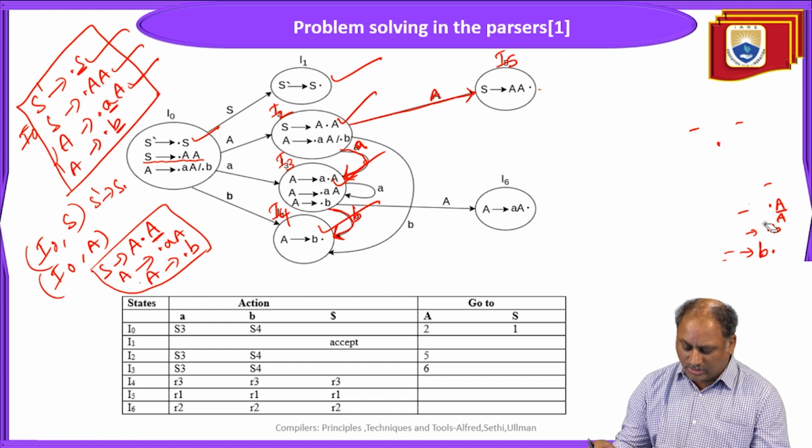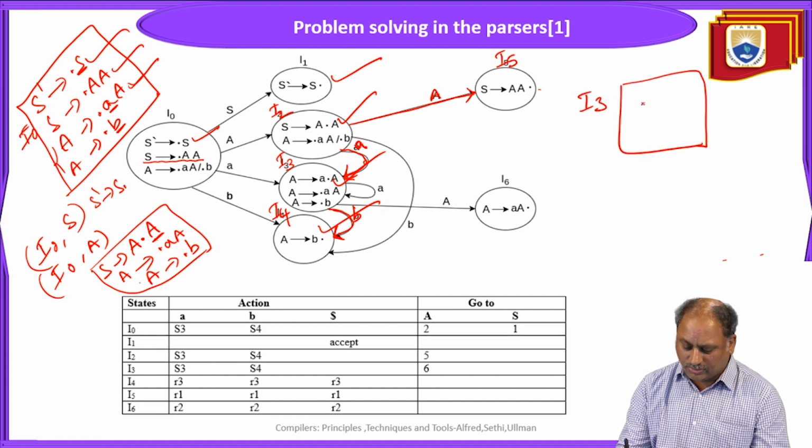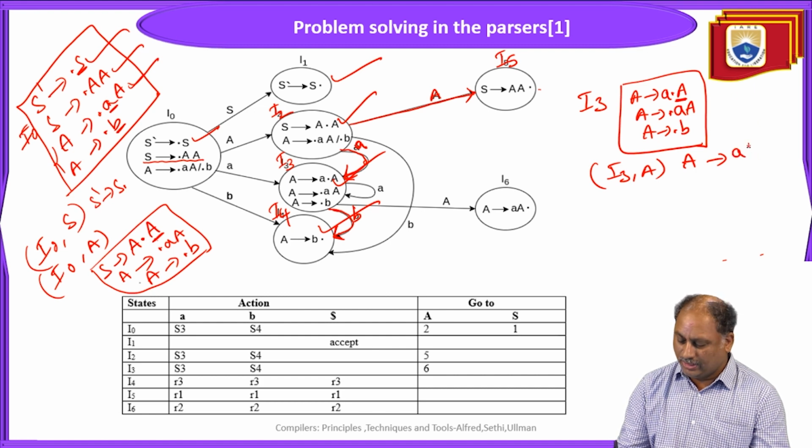So I1, I2, I4 are processed. Now the remaining leftover one is the state I3. In I3, if you observe the state's productions: A derives small a dot capital A, A derives dot small a capital A, and A derives dot B. Now we are going to apply I3 comma capital A, then the derivation can be computed as A derives small a capital A dot.